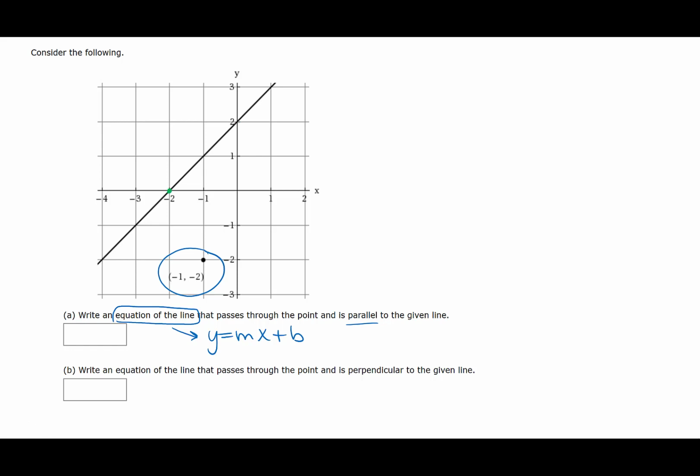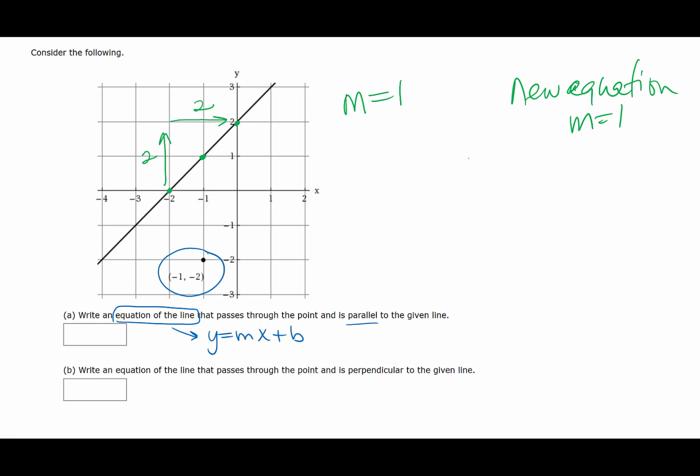I'm going to just eyeball it. I'm going to identify two ordered pairs that cross right at an intersection on the grid. And rise over run would be up 2 and over 2, or I could have done up 1 over 1 because this is a dot on the line too. So the slope is going to be 1. So my new equation, slope is also going to be 1. But now it needs to go through the ordered pair negative 1, negative 2.